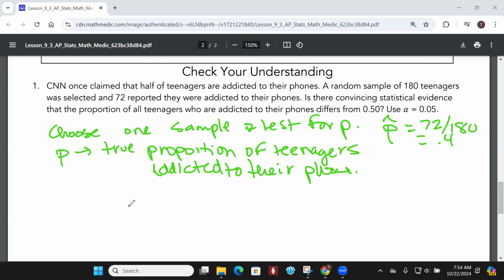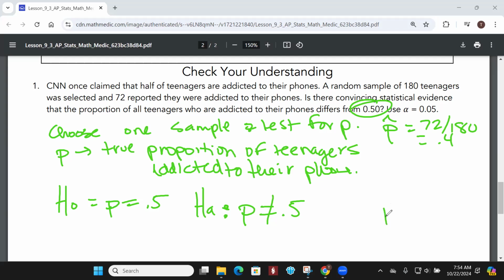All right, so our H0 is 0.5, because they tell us that. Our alternative is that it doesn't equal 0.5. Make sense? Evidence for HA is that the p-hat, which is 0.4, doesn't equal 0.5. Good? You have to have evidence for your alternative hypothesis.